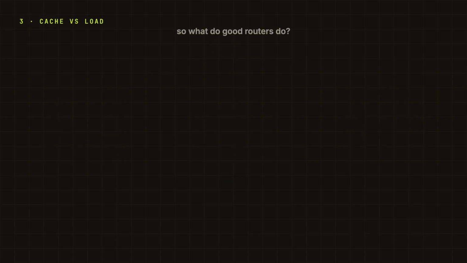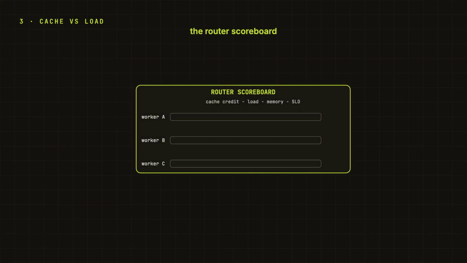So, what do good routers actually do? They don't pick a side, they score. And this is the important part: the router scoreboard, and it's the only thing to hold in your head for the rest of the video. For each candidate worker, it adds it up.